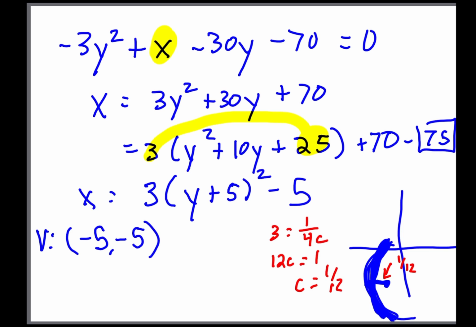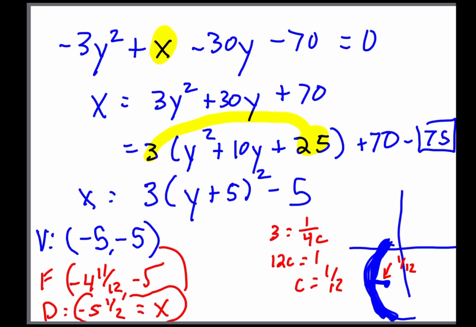So that changes my x value. So my focus is going to be -75 plus 1/12, which is -74 11/12. My y value doesn't change, it's -5. That's my focus. Directrix is going to be -75 1/12 equals x. So it's an x equals. I should have put that first probably, but whatever. And there it is. That's a 12. And the last one.